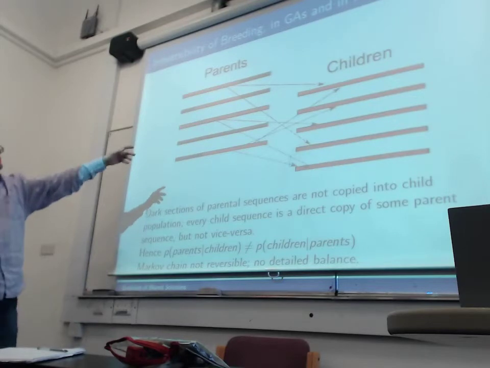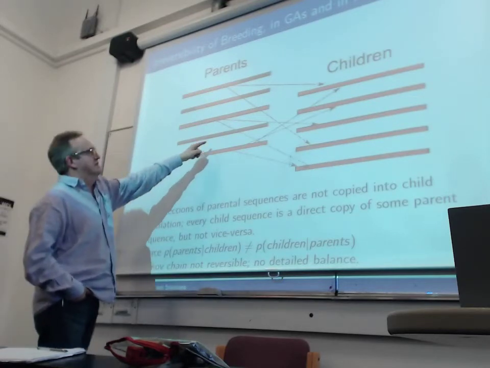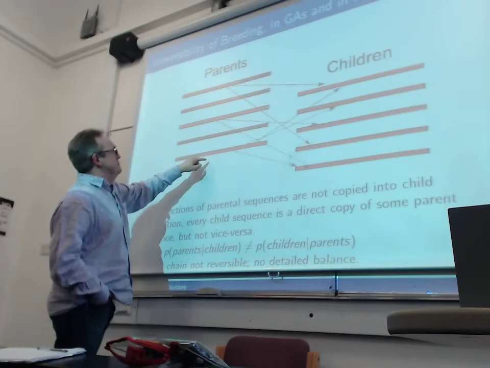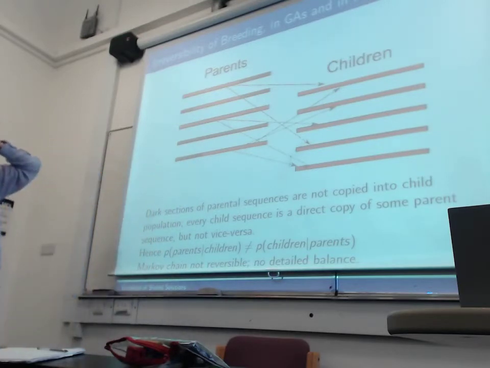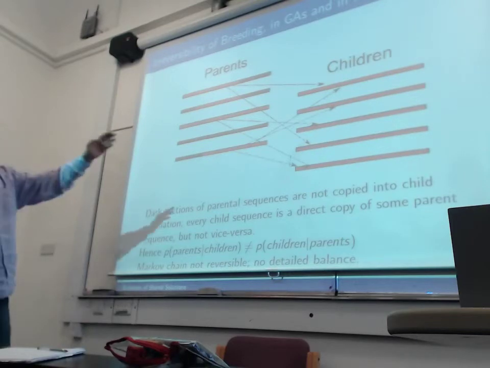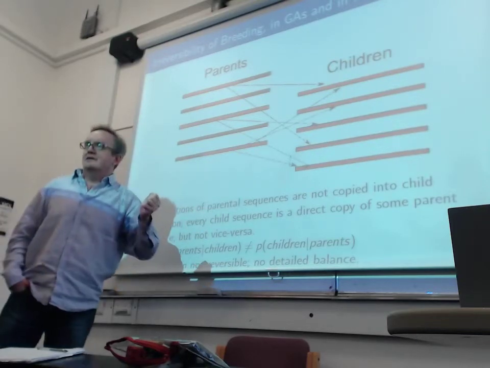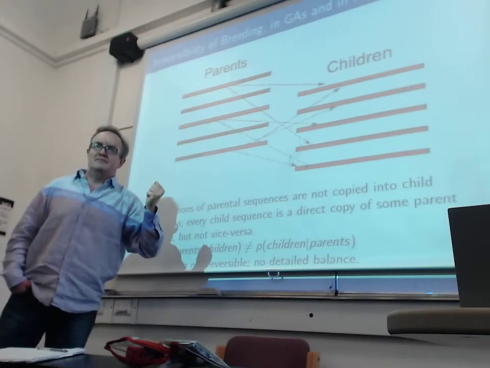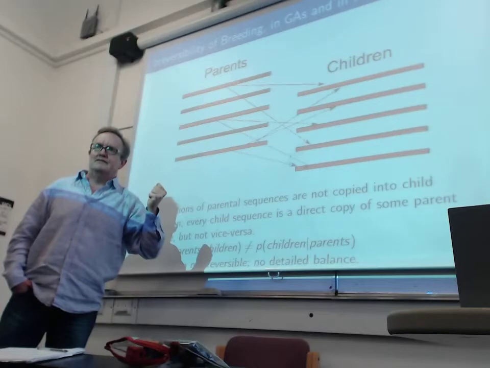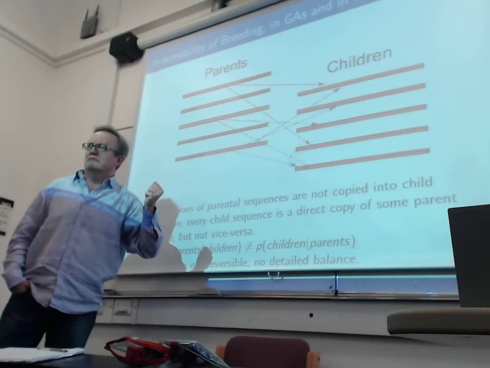Why not? Well, these are supposed to be parental genomes, and we can't. Every part of a child's genome is a copy of a parent's genome. It's a direct copy of a parent's genome. Right? You look very doubtful. No? Good.